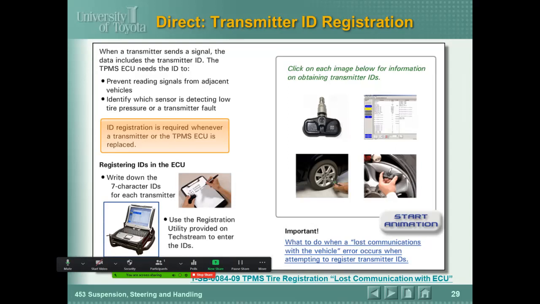We have an aftermarket tool that we'll be using at the college, which makes this much easier, where the tool does all of the hard work. You just scan each tire sensor, and then we connect using the OBD2 port, and we relearn or reprogram the sensor IDs to the car. Much easier than the factory way.